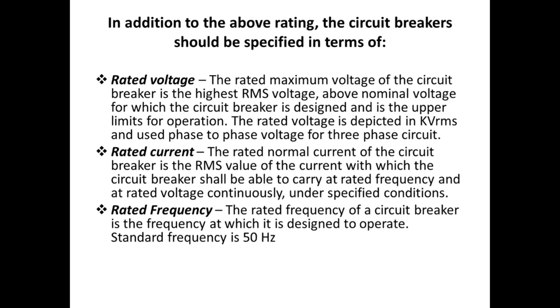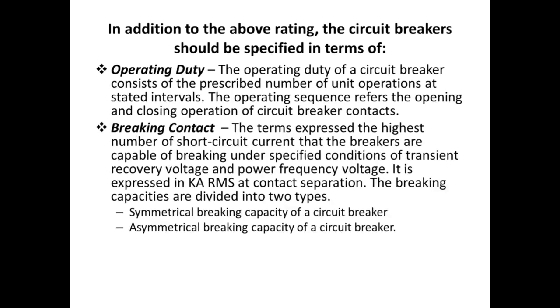So third is the rated frequency. This is the rated frequency of a circuit breaker. It is the frequency at which it is designed to operate. Standard frequency is 50 Hz. And next is operating duty. The operating duty of the circuit breaker consists of the prescribed number of unit operations at stated intervals. The operating sequence refers to the opening and closing operation of circuit breaker contacts.